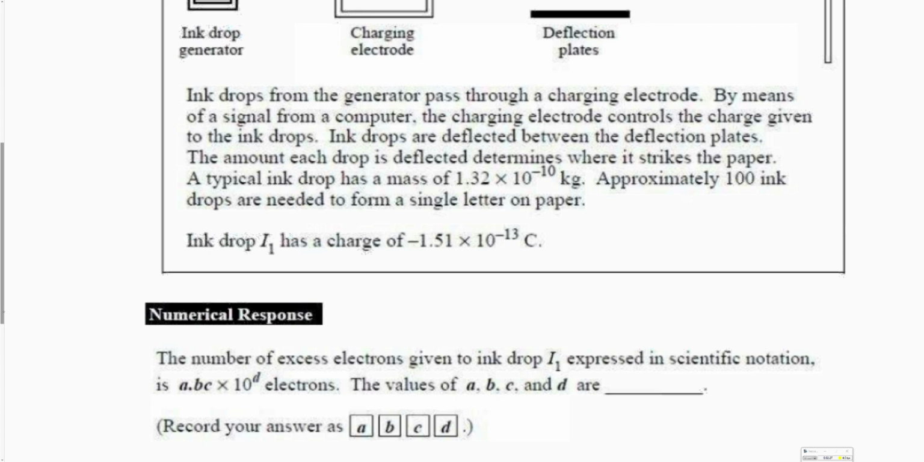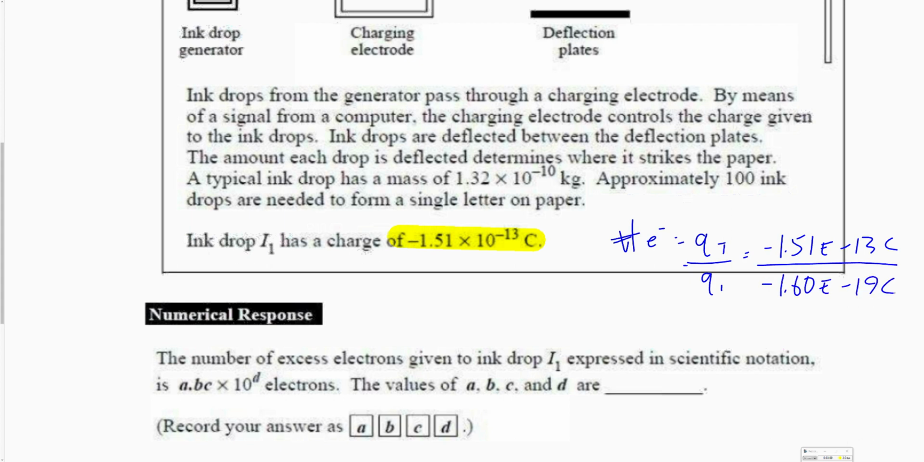So we're not going back and trying to find a whole bunch of miscellaneous information. We're going to go back here and try to find what we need. If we want to find a number of electrons, we need a charge. And the good news is, that charge is right there, right above the question. So we're going to say the number of electrons is the total charge divided by the charge of 1 electron: negative 1.51 times 10 to the negative 13 coulombs, divided by negative 1.60 times 10 to the negative 19 coulombs.